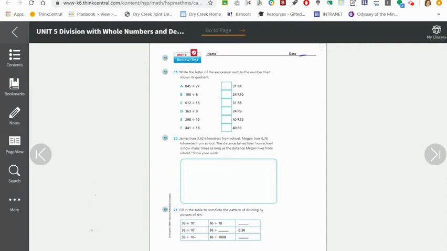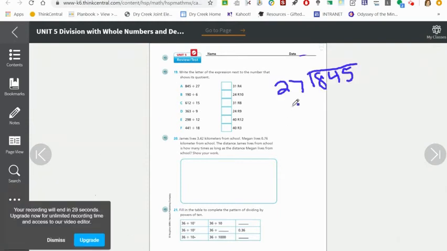All right, for number 19, there's simply no getting around it. You have to do all of the divisions in order to do this. So I'm going to take it step by step, and I'm going to start with A. I'm going to rewrite it. And I'm going to think to myself, this is very close to 30.